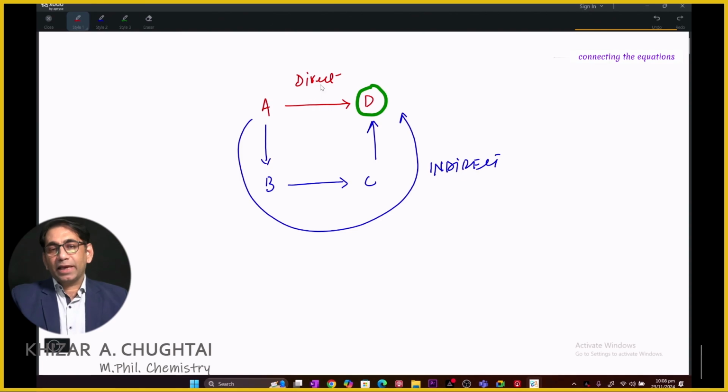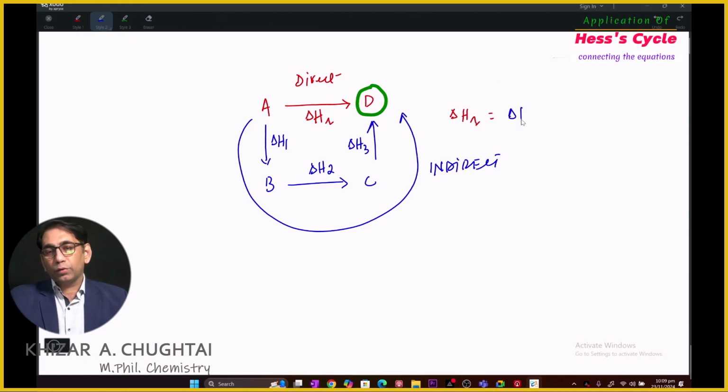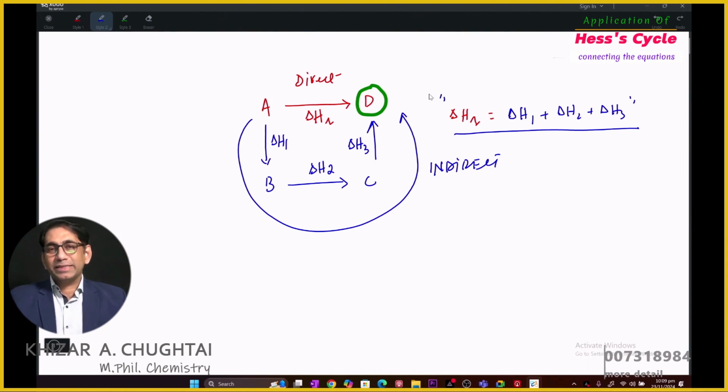According to Hess's law, let's suppose delta H R means the enthalpy change for a general reaction, R meaning a general reaction, and let's suppose the first step enthalpy change is delta H1, the second step is delta H2, the third step is delta H3. Then delta HR will be equal to the sum of all the indirect route steps: delta H1 plus delta H2 plus delta H3 and so on. This is the statement of Hess's law.